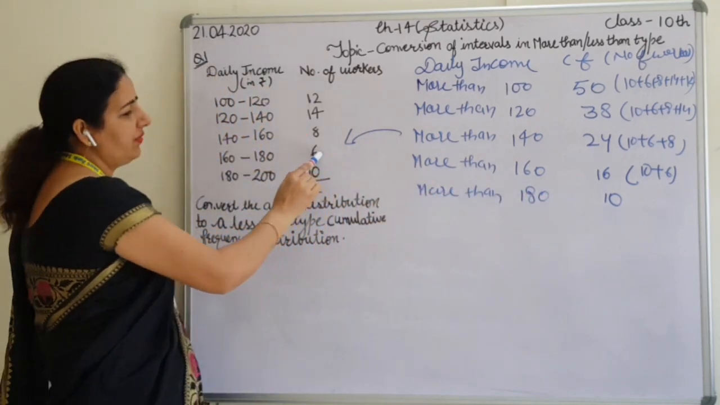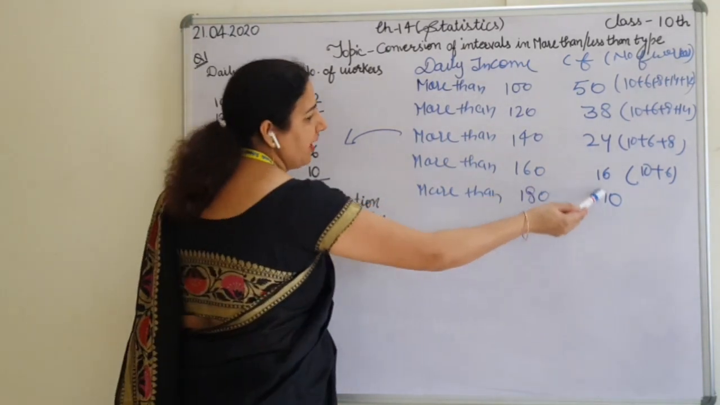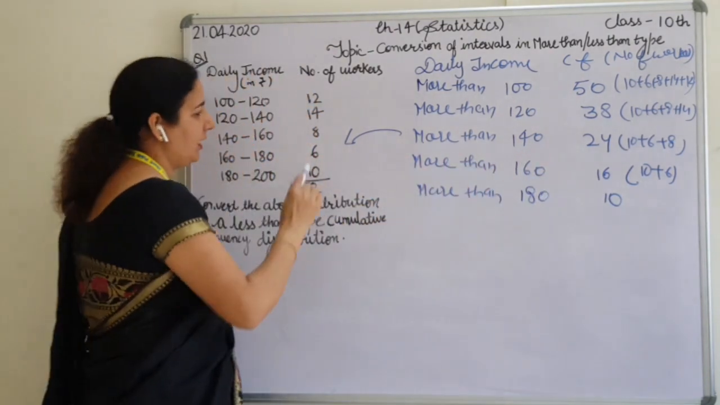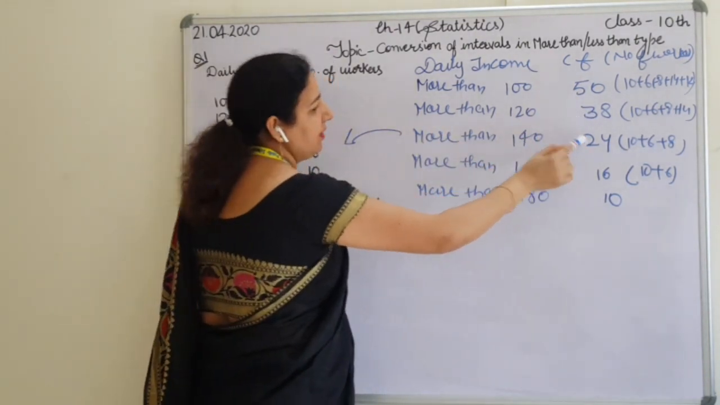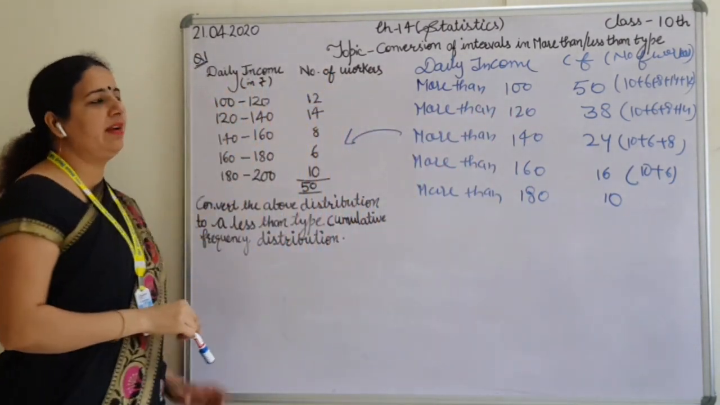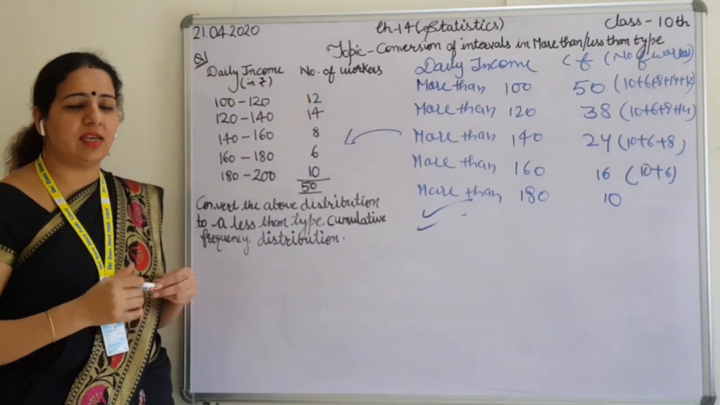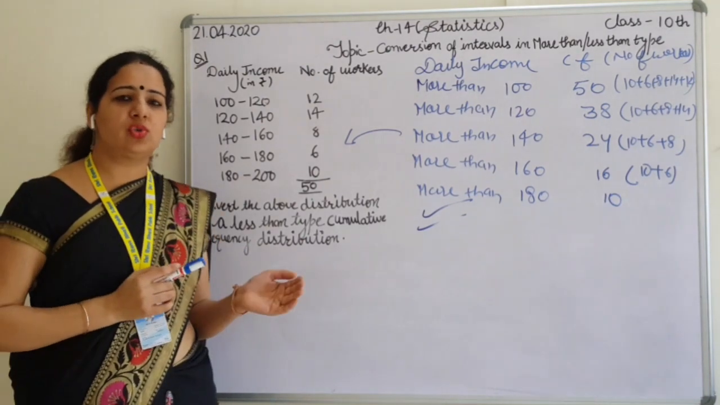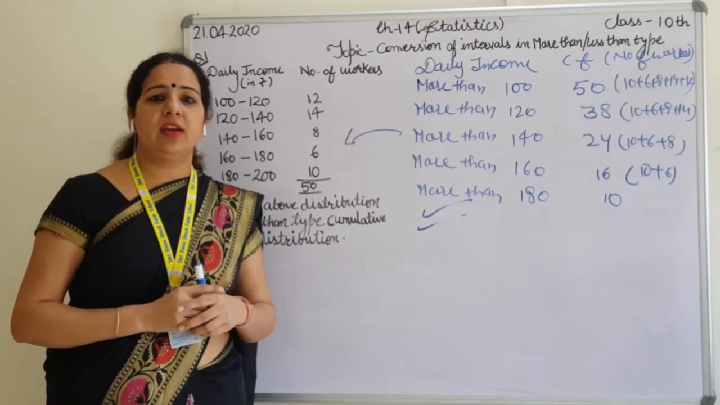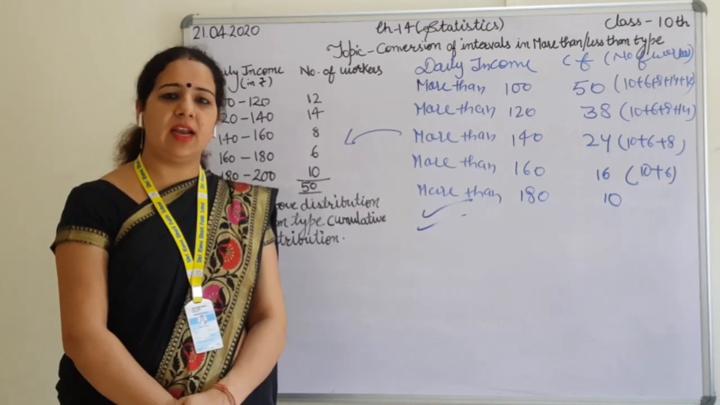Now how will this 6 come? 10 minus 16, meaning the difference of these two numbers. You can say 16 minus 10 also. Then next, how will this 8 come? 24 minus 16. What about this 14? 38 minus 24. What about this 12? 50 minus 38. Yes, it is 12. It means our answer is correct. We have converted the intervals in the more than type and we have also converted the intervals in the less than type.